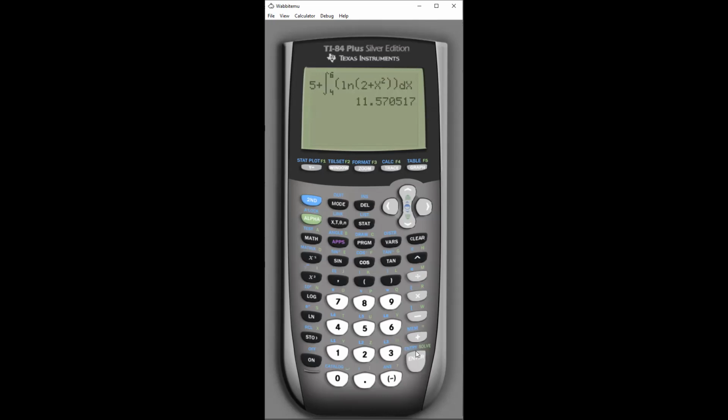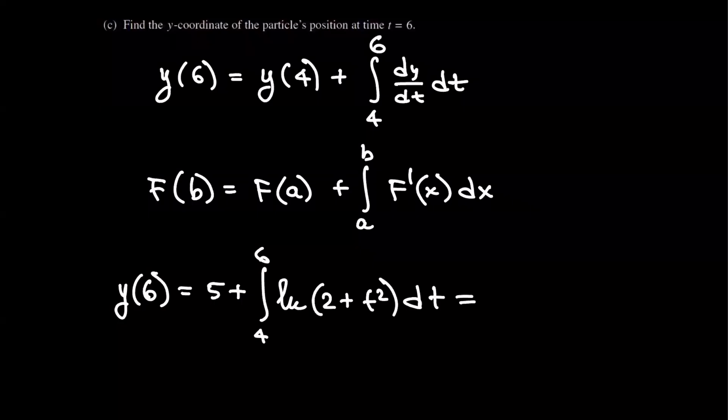And the answer is 11.570. So the answer is 11.570. So as we just calculated, this is equal to 11.570. And so this is the answer for the position of the particle, the y-coordinate of the particle at time t equals 6. Let's move on to question D.